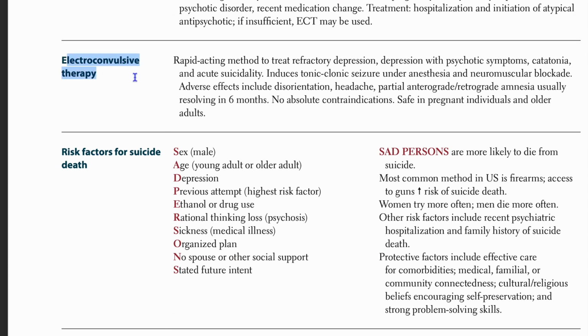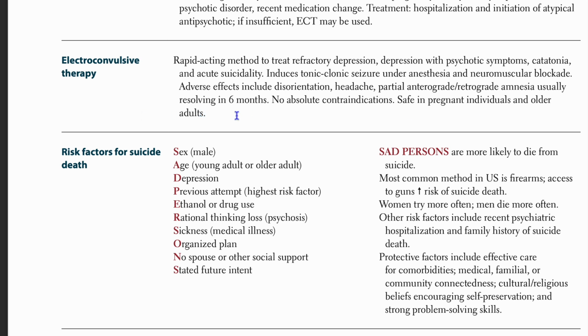Electroconvulsive therapy, rapid acting method to treat refractory depression with psychotic symptoms, catatonia, and acute suicidality. Induces tonic-clonic seizures under anesthesia and neuromuscular blockade. Adverse effects include disorientation, headache, partial anterograde and retrograde amnesia, usually resolving in 6 months. No absolute contraindication, and it's safe in pregnant individuals and older adults.